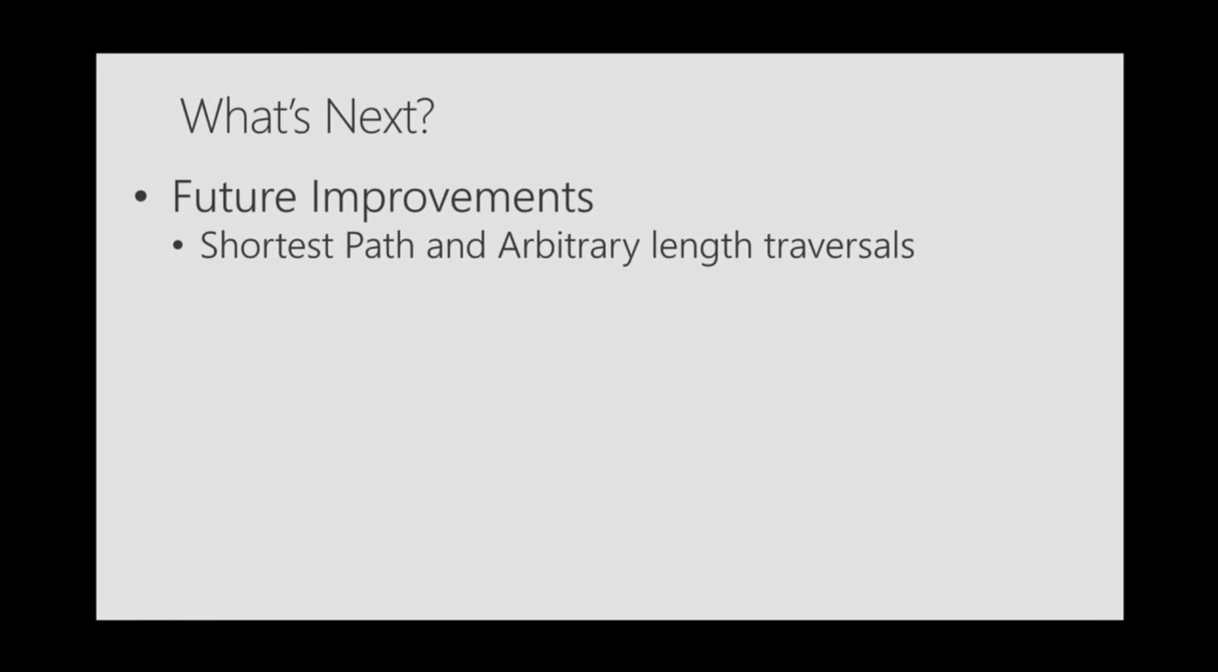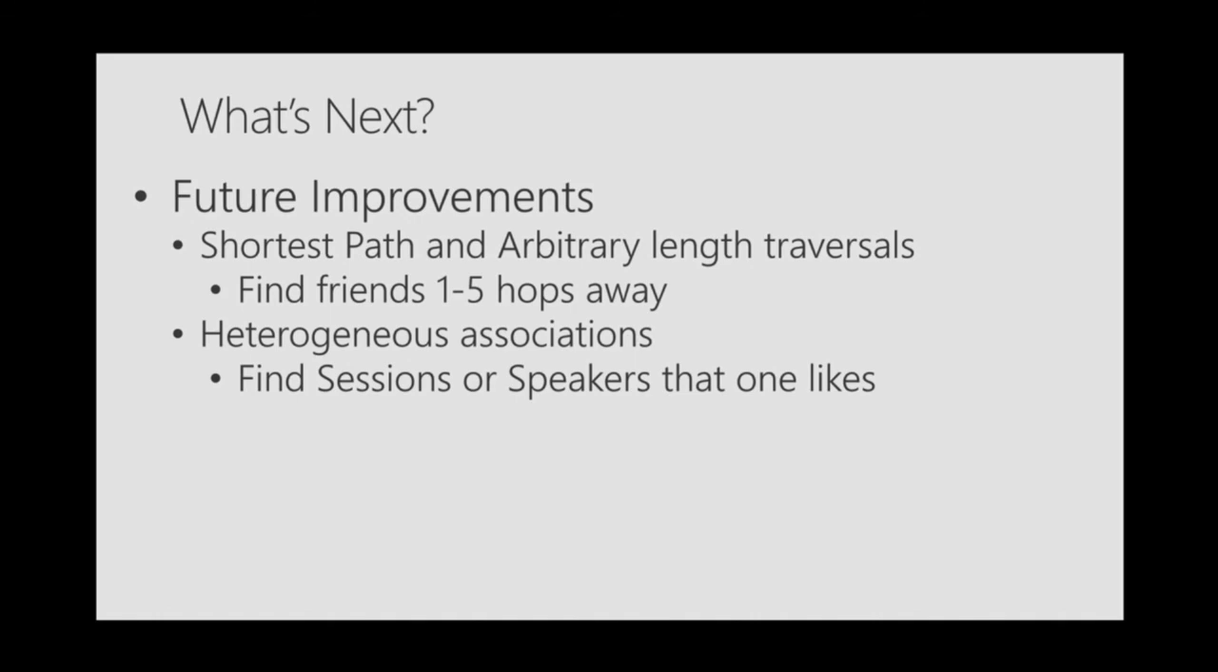Heterogeneous associations. This is where you're using an edge to connect different types of nodes. For example, with the likes edge, you may be connecting people to sessions or speakers. So this would be the ability to write a query that says, find the people or sessions that this person likes, because sometimes people will pick sessions based on the speaker, and sometimes they're looking for a particular topic. So this way you can find either topics or speakers or sessions.